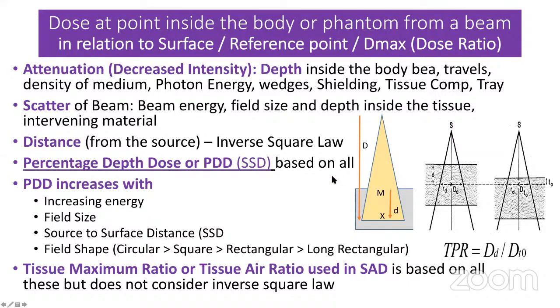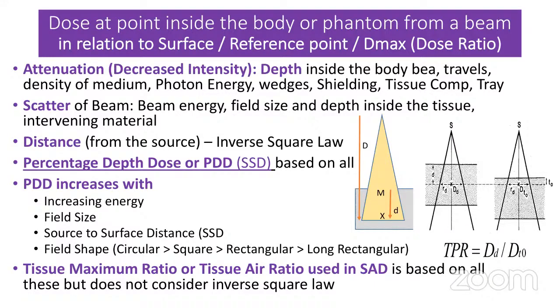And this D is the distance from the source, which is the inverse square law. As we mentioned, it is not just for brachytherapy, it is also for teletherapy. And percentage depth dose means the dose from the surface to a particular depth. How much percent is it? Suppose percentage depth dose is 50, that means its intensity is only 50% of what it was at the reference point. So if the percentage depth dose increases, that means you have less attenuation. That means more of the beam goes there. It will increase with increasing energy, as we have discussed.